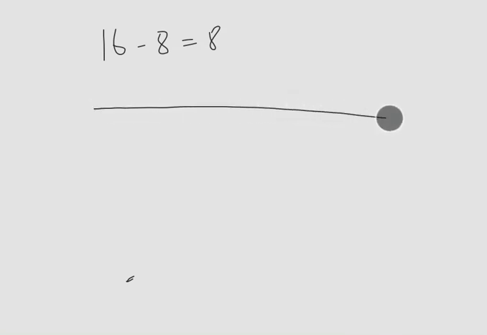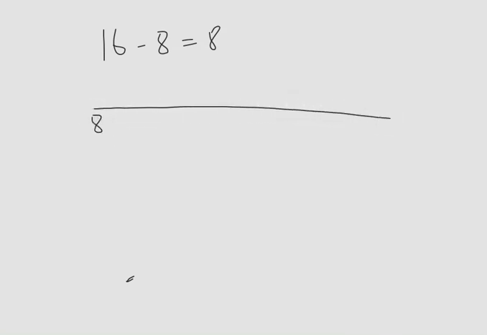Now let me do another example. That was the line method, and this is the pattern method. You can use whichever method is easier for you. Suppose another question is 16 minus 8. You can do it by counting: 16, 15, 14, 13, 12, 11, 10, 9, and in the last 8. So the answer is 8. You can do it directly like this, and then you can also do it by the other method.